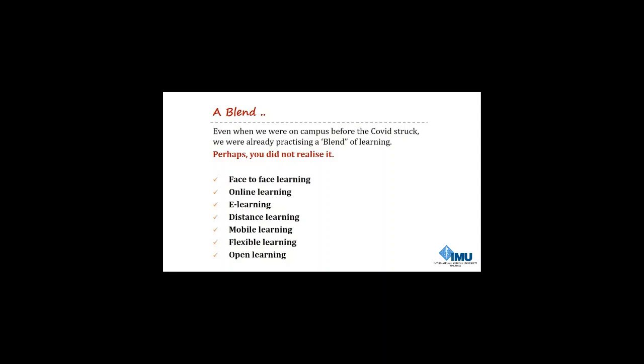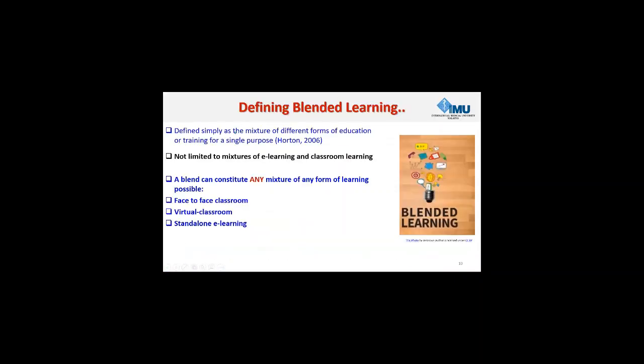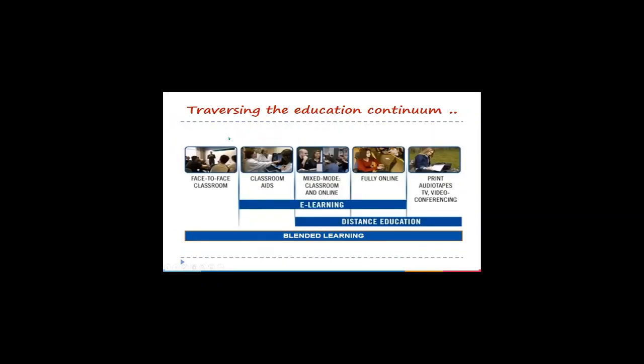This is what we were doing even before COVID: face-to-face learning or online learning, e-learning, distance learning, different approaches, mobile learning, flexible, open learning. All this you can blend, and this is the ecosystem of our education. In the class we have face-to-face, then we can have classroom aids.